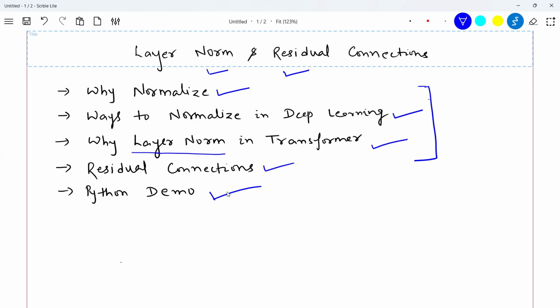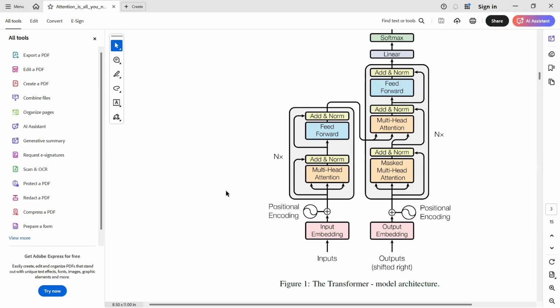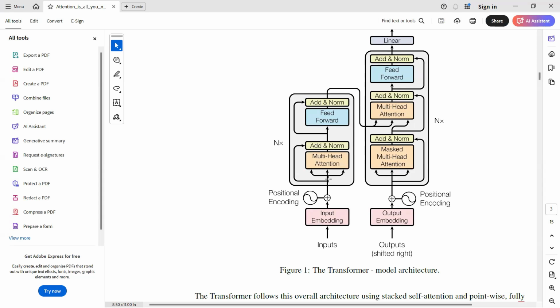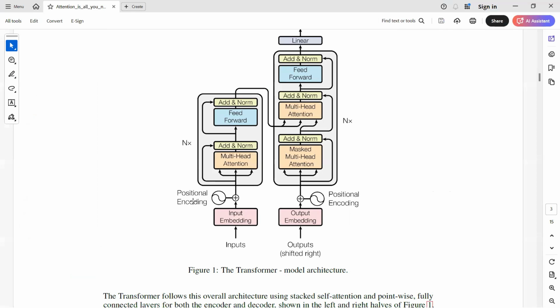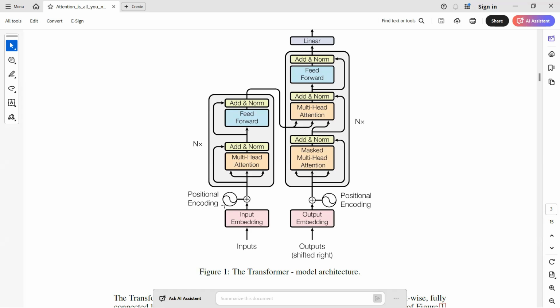So let's go ahead and see the transformer architecture first. That is our starting point. If you pay attention, we discussed positional encoding in the last video. If you have not watched it, please watch that video, otherwise it will be difficult for you to digest the complete concept of transformers. So we have discussed what embedding is, how embeddings work, what positional encoding is, and how it works. Multi-head attention we have also discussed, and we will discuss the add and norm part today.